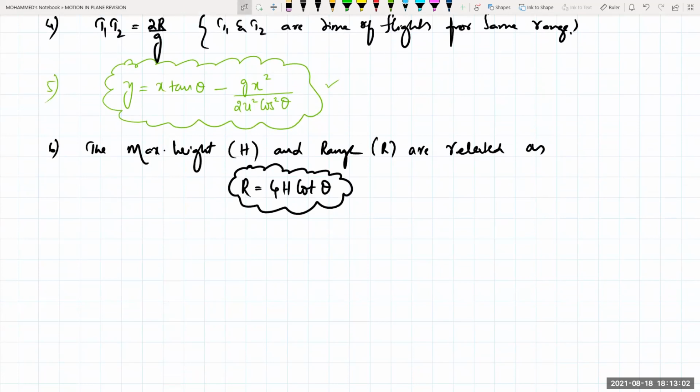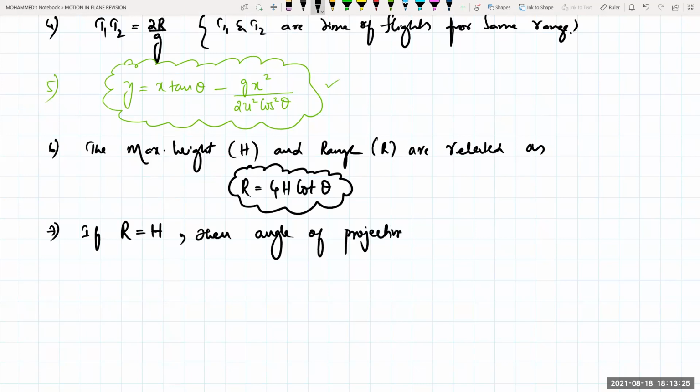Now, tell me, if the horizontal range is equal to the maximum height, then what will be the angle of projection? Suppose I'm writing, if capital R is equal to H, what do you mean by that? That means horizontal range is equal to maximum height. Then tan theta will be equal to 4. Or else I can write theta is equal to tan inverse of 4. I can even write it like this.